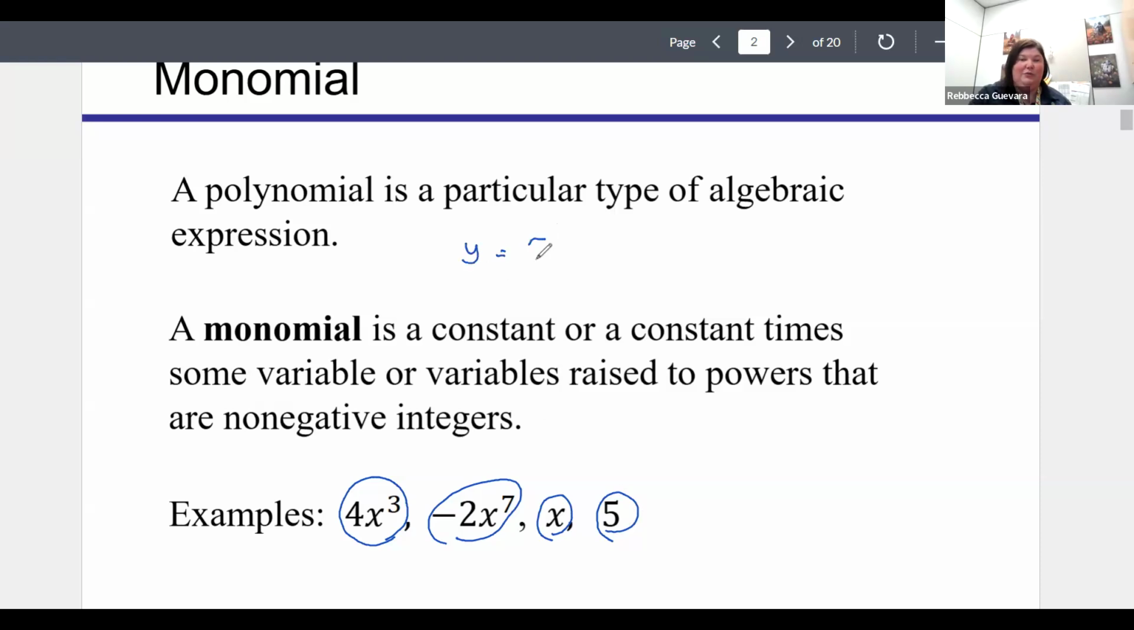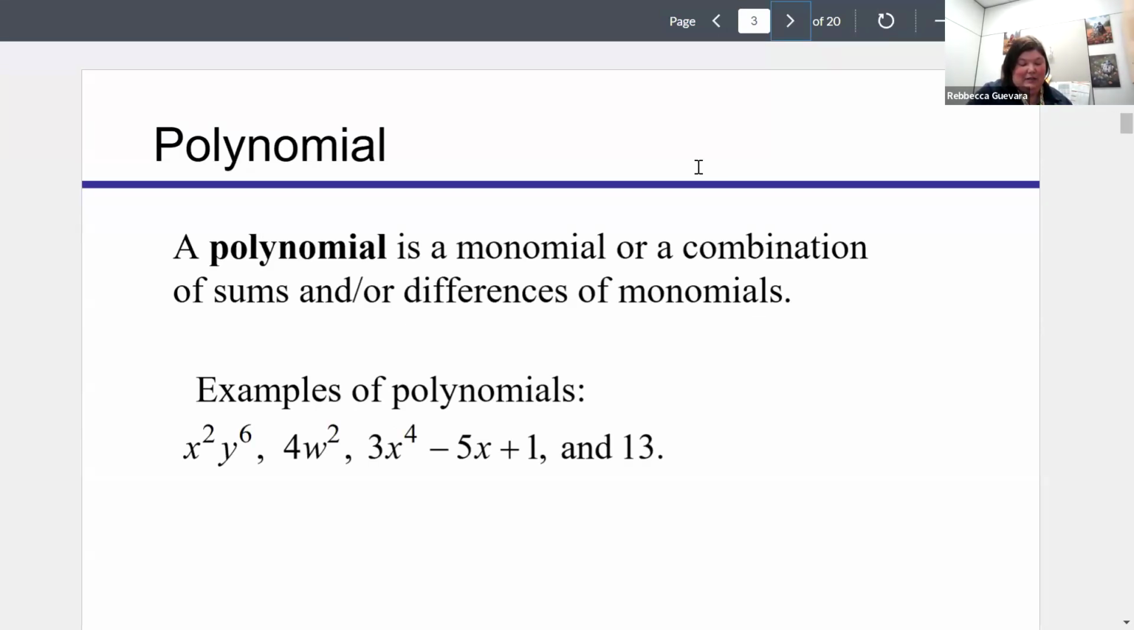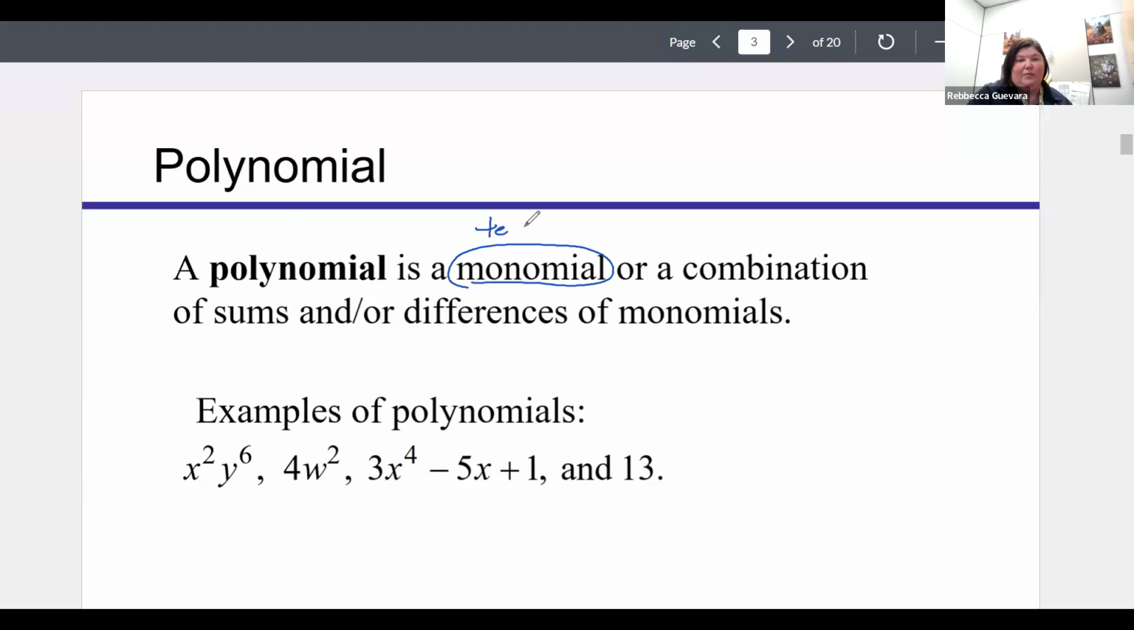So if I had some equation that y equals 5, well, that is one of my polynomials. It's just a monomial of 5. Or if I had y was negative 2x to the 7th, that's also just a polynomial. A polynomial is a monomial, or it could be a combination or a sum of different monomials. So remember, monomials are just basically like a term. So when we're talking about polynomial, it's a sum or difference of monomials, or a sum or difference of terms.